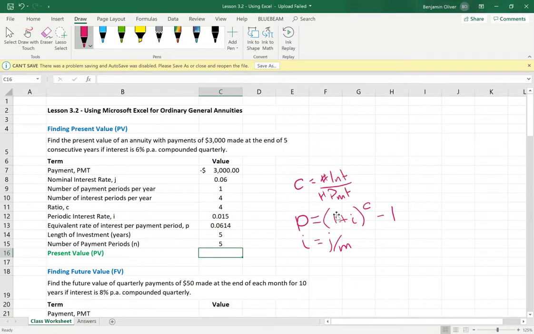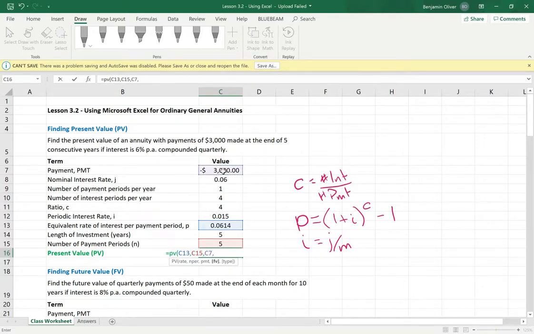So just like in Unit 2, the Excel formula is still the same, equals PV. First item is your rate. Now remember, this is where it's different. So the rate is your interest rate, and you have to select the equivalent rate of interest, not the periodic rate of interest, okay? Everything else remains the same. NPER is the number of periods. You select that cell. PMT is the payment, so it's 3,000.